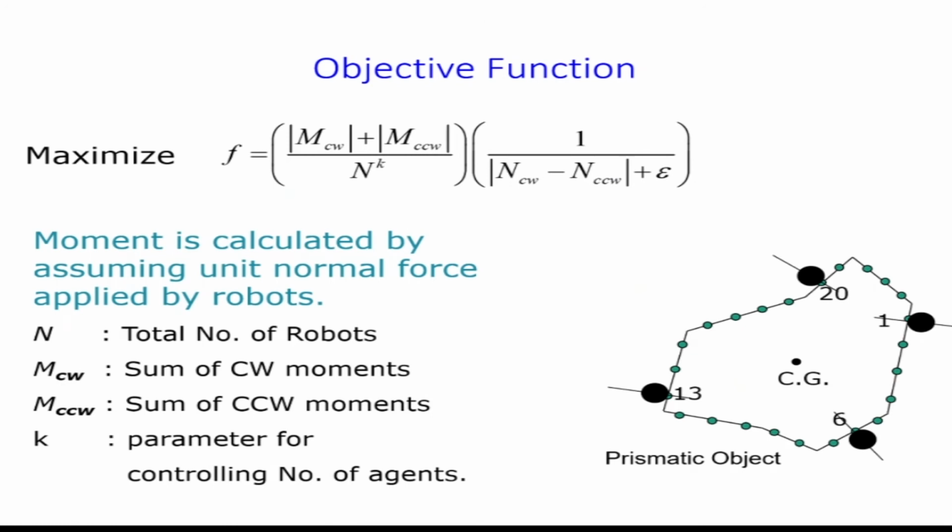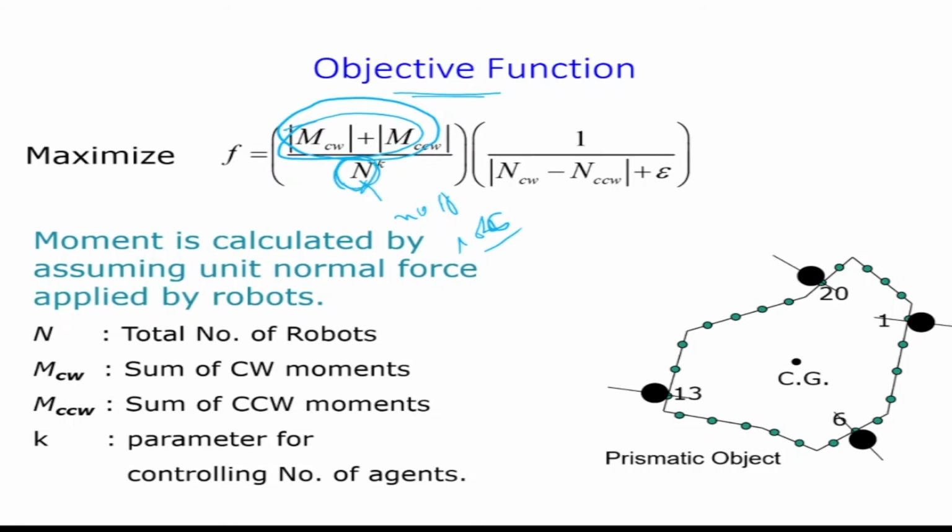In single objective optimization, what we have done is we have used clockwise moment plus anti-clockwise moment divided by n raised to k, where n is the number of robots. Suppose we are looking at a case where we don't know how many robots are required to capture the object. Then I say n is the number of robots. Now I want to minimize the number of robots used, and I want to also satisfy this objective function. Now this objective function is a sum of the moments here. Number of robots come in the denominator.